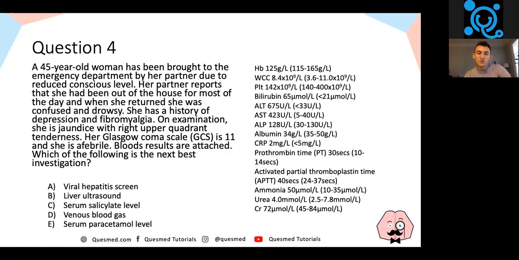So question 4: a 45-year-old woman has been brought to the emergency department by her partner due to reduced conscious level. Her partner reports that she had been out for most of the day, and when she returned, she was confused and drowsy. She has a history of depression and fibromyalgia. On examination, she is jaundiced with right upper quadrant tenderness. Her GCS is 11 and she is afebrile. Blood results are attached. Which of the following is the next best investigation in this patient based on these blood results?